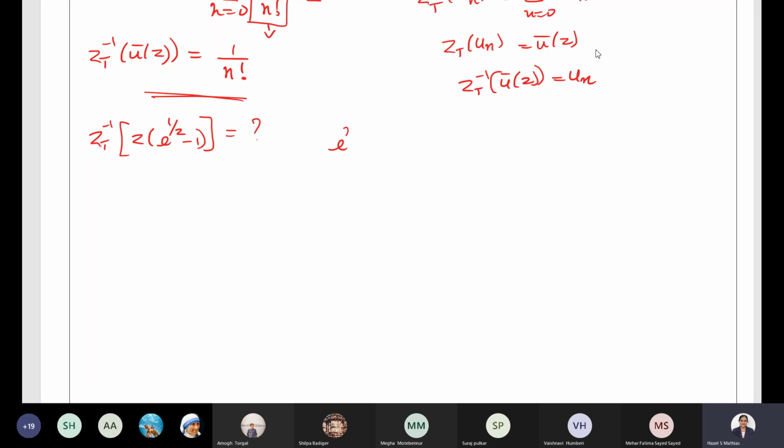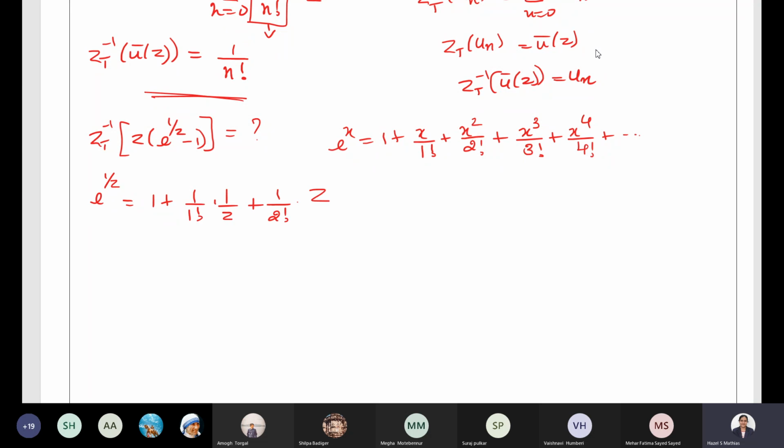So we have the expansion of e power x, which is 1 plus x by 1 factorial plus x square by 2 factorial plus x cube by 3 factorial plus x power 4 by 4 factorial, etc. So what is the expansion of e power 1 by z? 1 plus 1 by 1 factorial into 1 by z plus 1 by 2 factorial into 1 by z square. Just replace x by 1 by z. 1 by 3 factorial into 1 by z cube plus 1 by 4 factorial into 1 by z power 4, etc. So just replace x by 1 by z in this expansion.